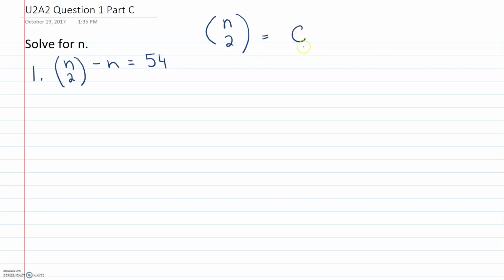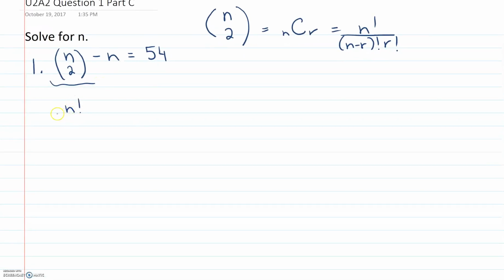And that's the formula for combinations, as I just mentioned, which is n factorial over n minus r factorial times r factorial. So we're going to expand this first expression, which deals with combinations. So it'll be n factorial over n minus 2 factorial times 2 factorial. And don't forget the minus n and the equals 54.